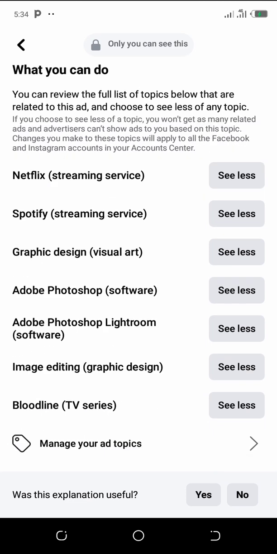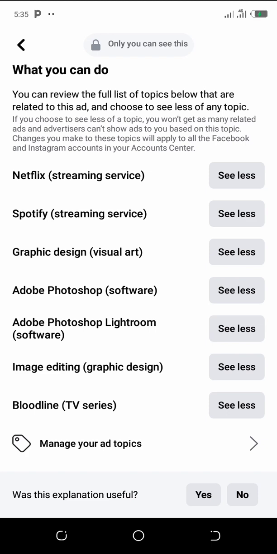Like I told you, I do video editing, so that is why I'm seeing all these things, because I will need them. See, graphics design, Adobe Photoshop Lightroom, image editing, Bloodline TV series. All these are things that I've shown interest in in the past. That is how Facebook gathered the algorithm.